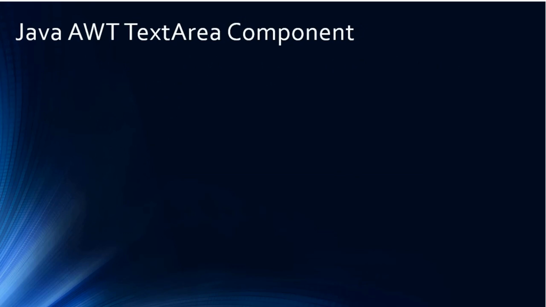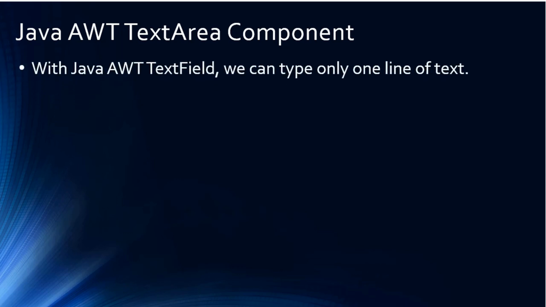Java AWT Text Area Component. With Java AWT text field, we can type only one line of text. So that's what that control is meant for. Text field, you can type one line of text. For example, taking a username and password in two text fields. So there you will type one line of text.